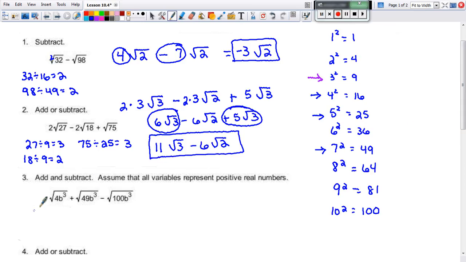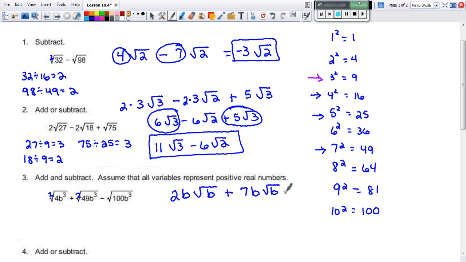Number 3, the square root of 4 is 2. And then, remember there's a 2 in here. For my b's, 2 goes into 3 one time with 1 left over, so the leftovers go inside. Then I've got a plus sign. The square root of 49 is 7. And for my b's, 2 goes into 3 one time with 1 left over, so the leftovers go underneath.